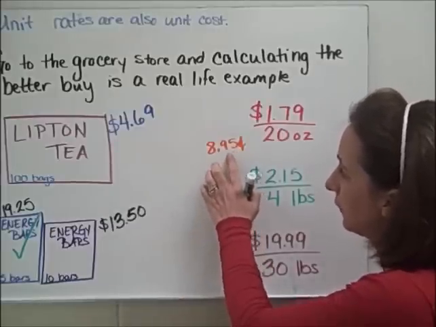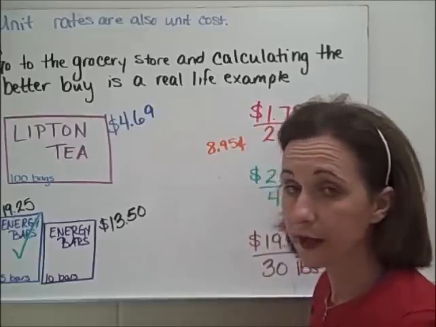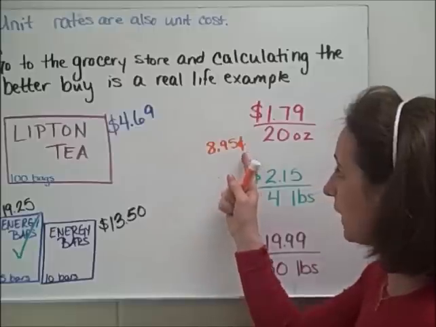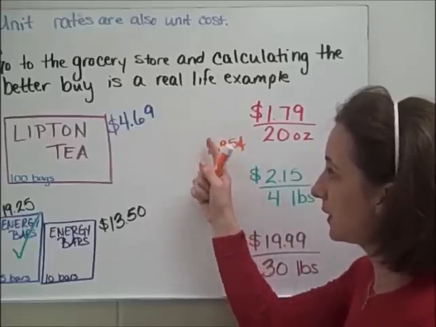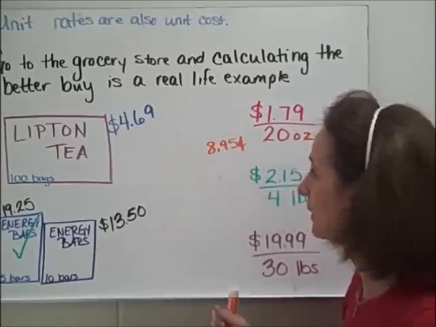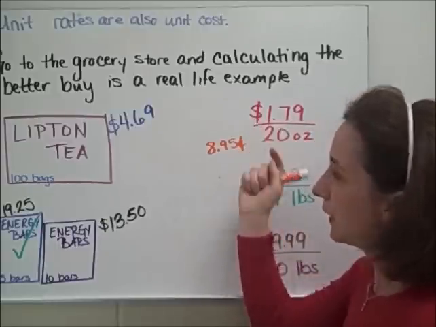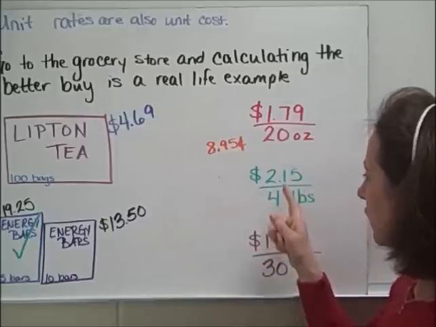So notice the difference in the way this price is written and this price. And look for it the next time you're at the grocery store. You'll see this attached to this because this is easier to understand that this is almost 9 cents, where this is almost $2. Hence the dollar and the cent sign.